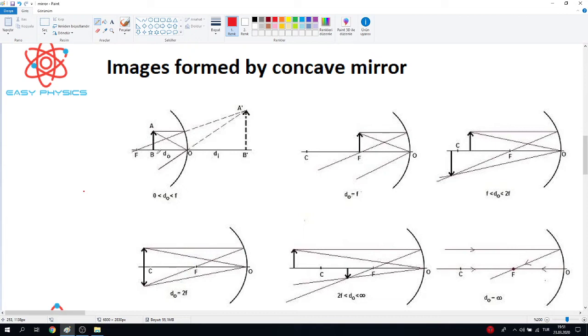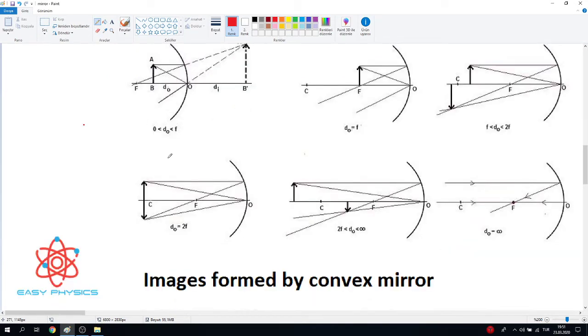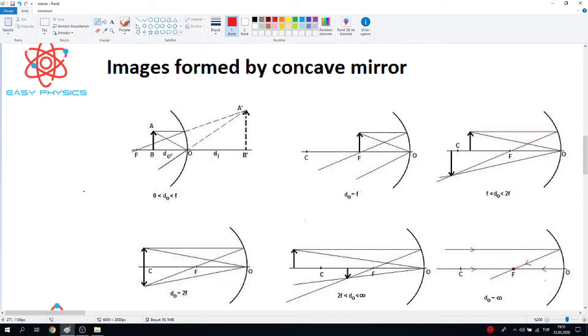In this video we are going to learn images formed by concave and convex mirrors. In the previous lesson we learned ray diagrams, and now we are going to use these ray diagrams to locate the images of objects.